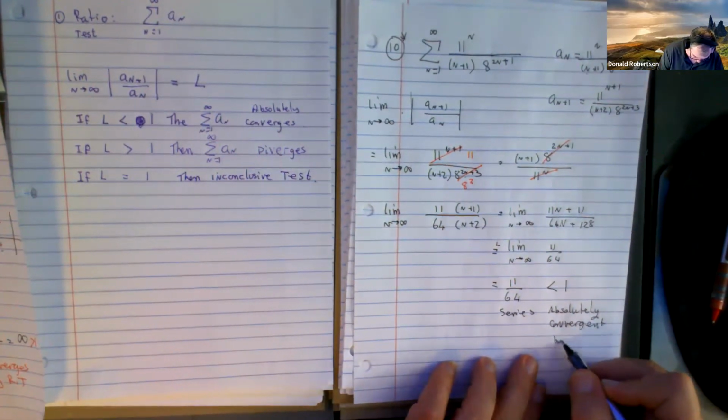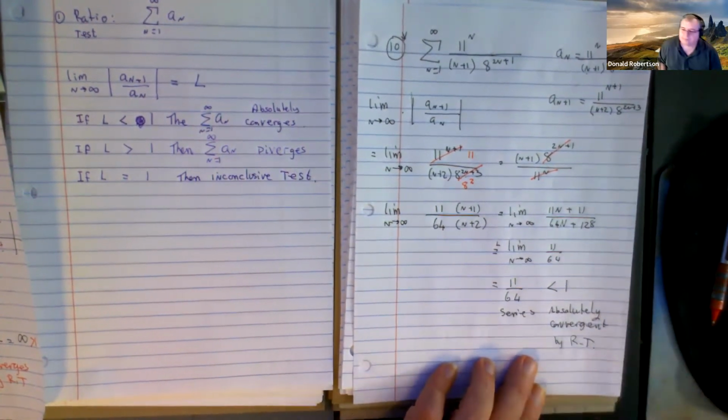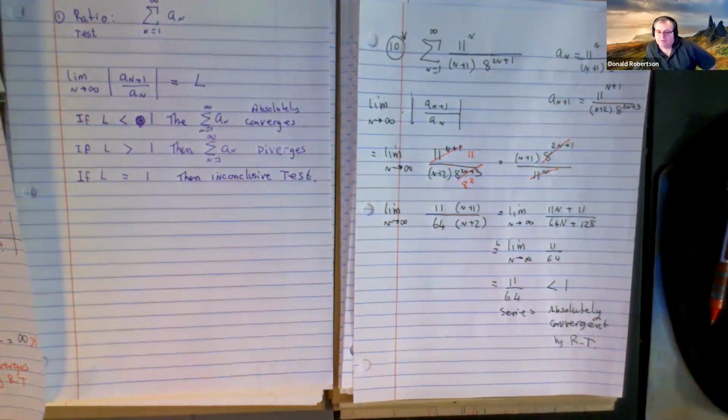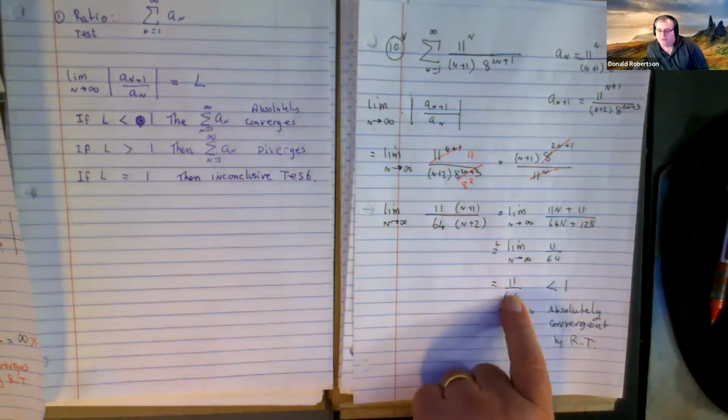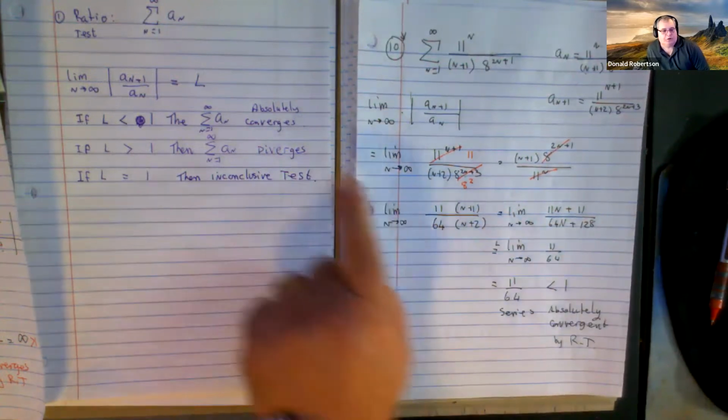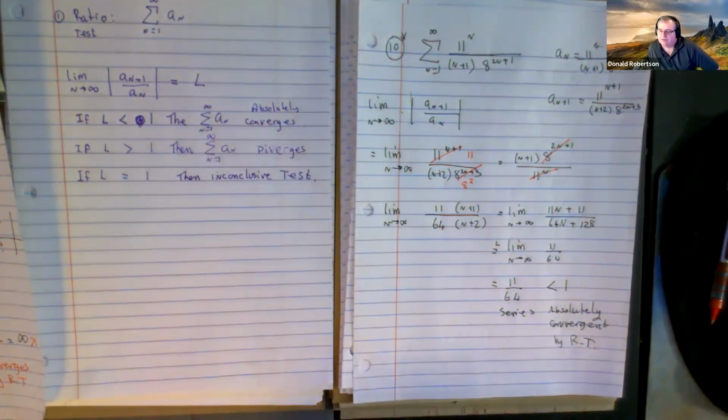By the ratio test, the limit of that ratio was the number 11/64. Because it's less than 1, the series is absolutely convergent.